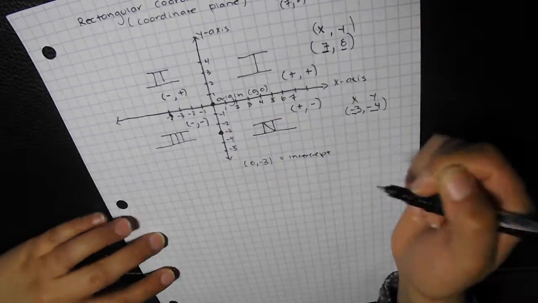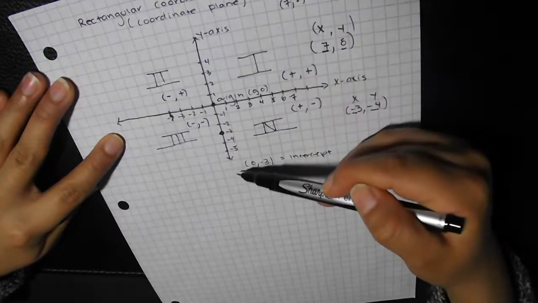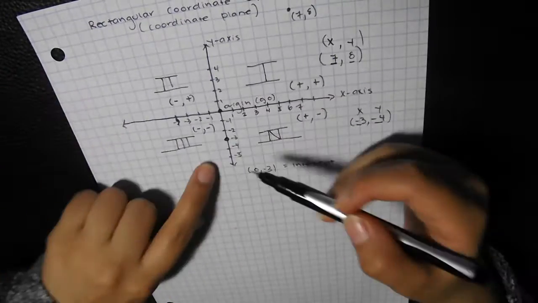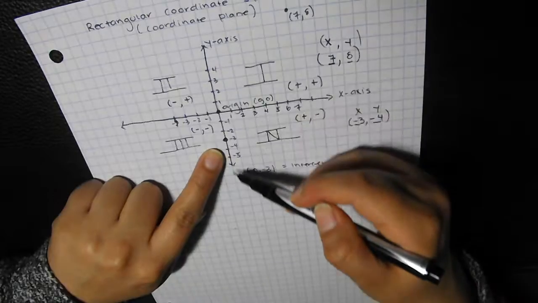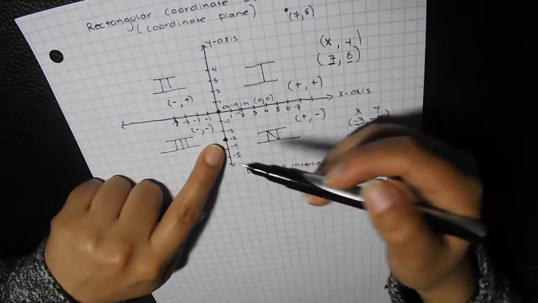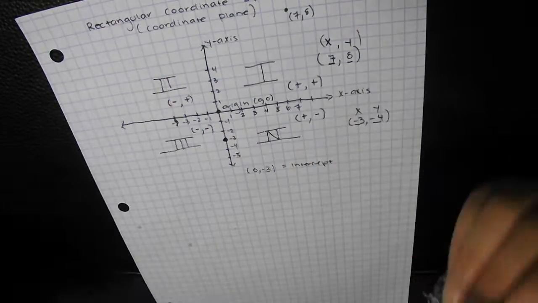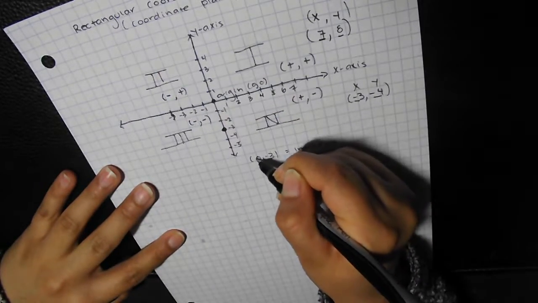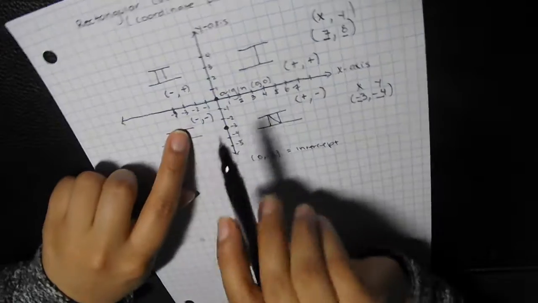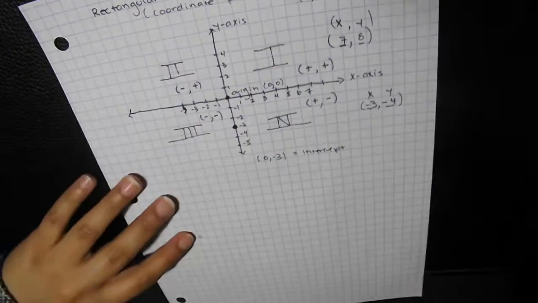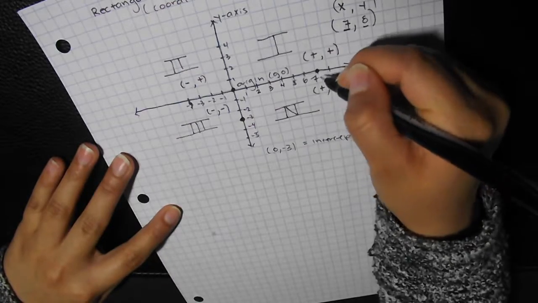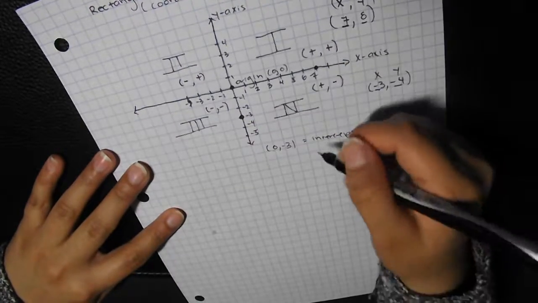Intercept. An intercept is when a point is on one of the axes, either the y-axis or the x-axis. In this case, this one is on the y-axis at this point, so that's going to be a y-intercept, and it's defined by a 0 for the x, because we didn't move to the right or to the left for the x. And then let's have another one, 7, that's called an x-intercept.